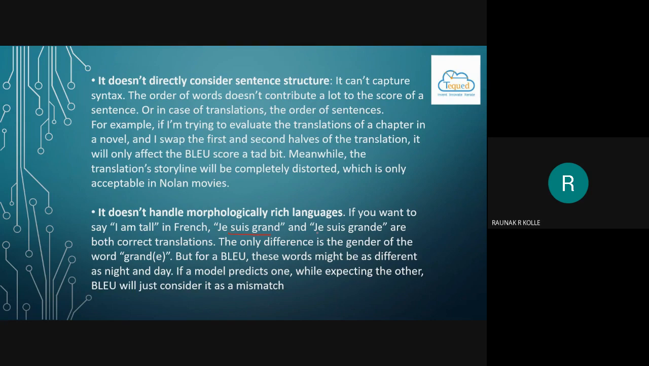But if we use the BLEU score on this, the only difference is the gender of the word grand. The first one being for masculine, the second word being for feminine. But BLEU score counts this as being as different as night and day. If a model predicts one while expecting the other, BLEU will just consider it as a mismatch.